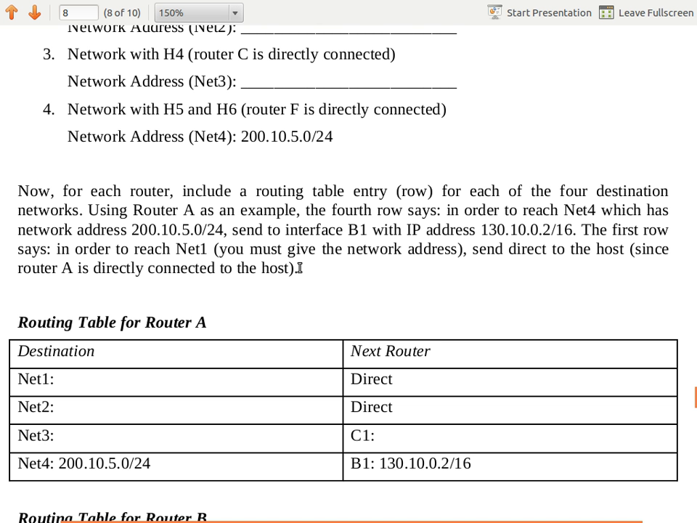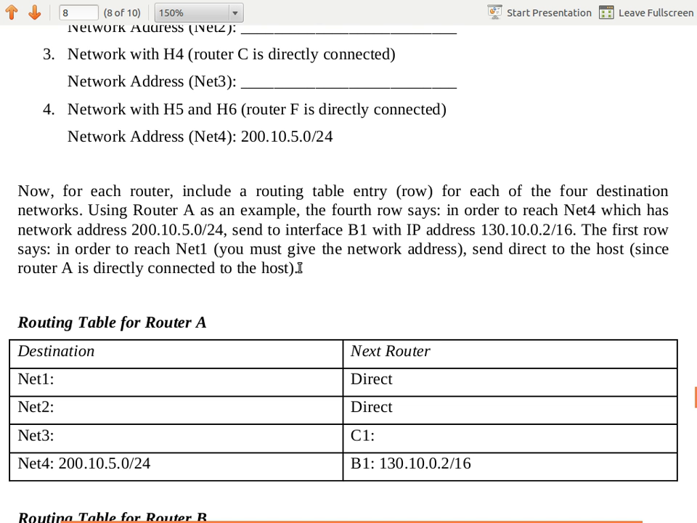To reach a host on network 1, where do we send to? For network 2, network 3 and network 4. Network 4, remember, is attached to F. It was the network with hosts 5 and 6 attached. So to reach a host on network 4, send to B, in particular B1.